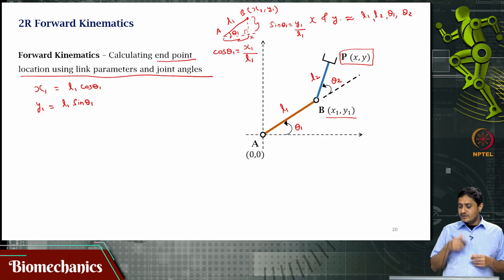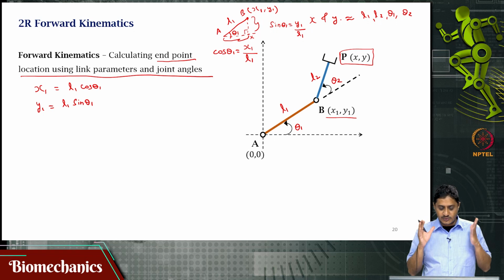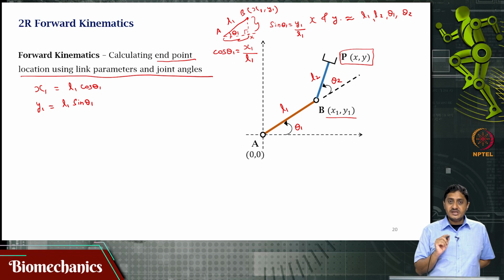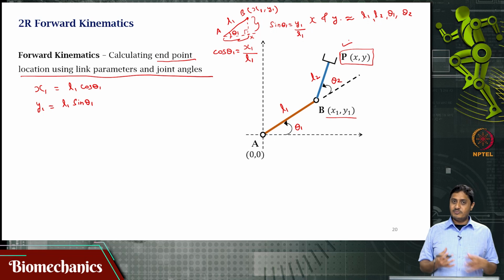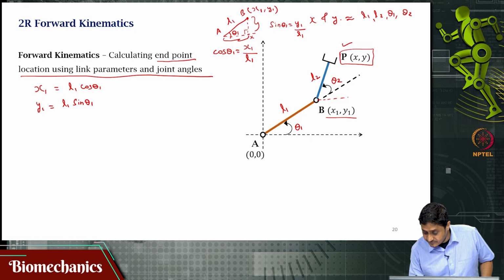Now, this is not what I am interested in. What is the big question? I am interested in finding the x and y coordinate of the point P, not the point B. Point B anybody can find out. A high school student, a 10th standard student can immediately solve this and say, hey, what is the big deal? I am not interested in finding just B. Finding the coordinates of the point B helps me, but it is not sufficient. I need to find out the coordinate of the point P.